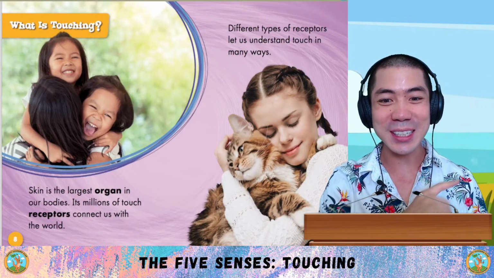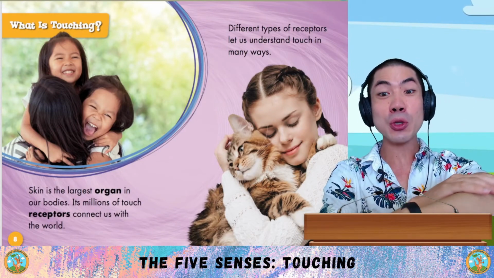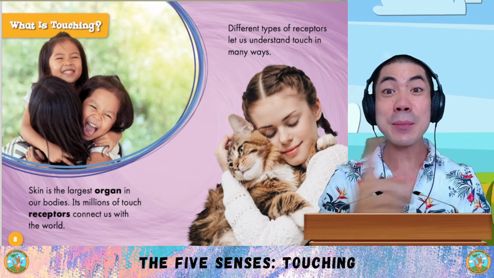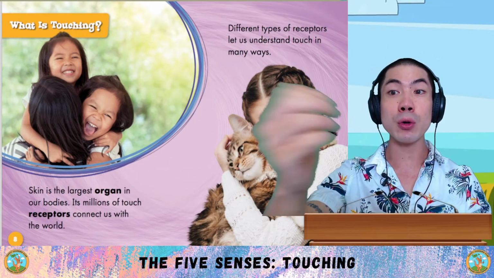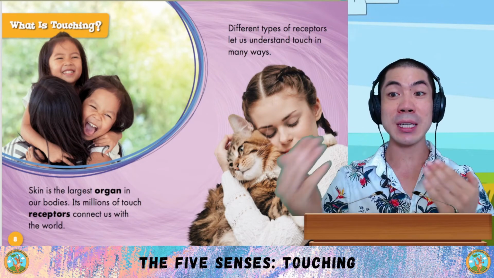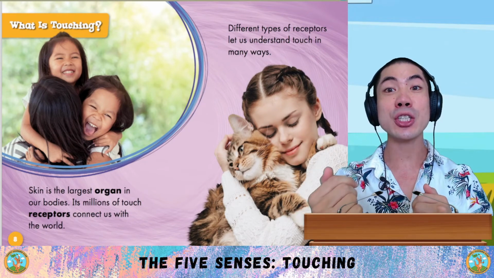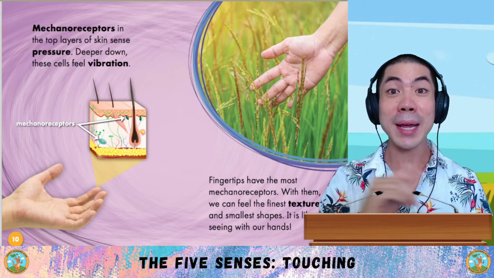What is touching? Skin is the largest organ in our bodies. Its millions of touch receptors connect us with the world. Different types of receptors let us understand touch in many ways.